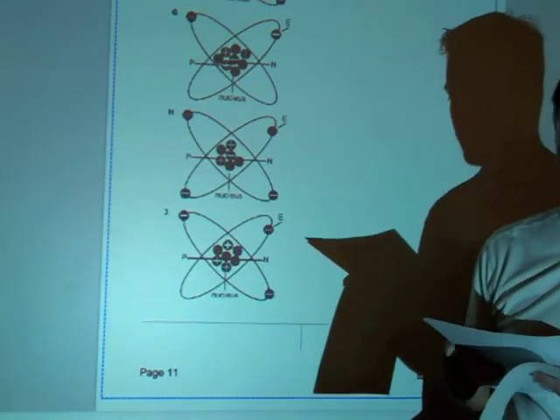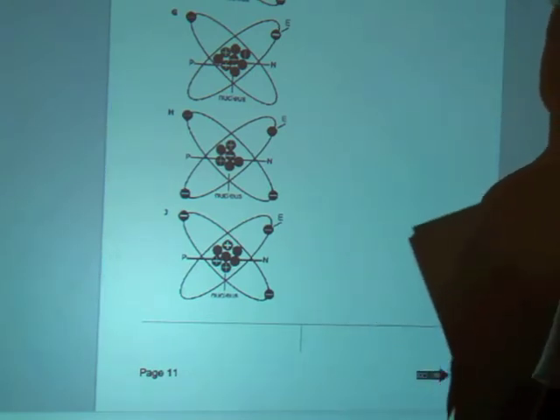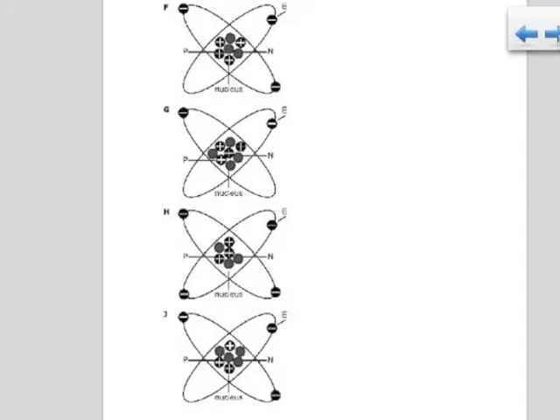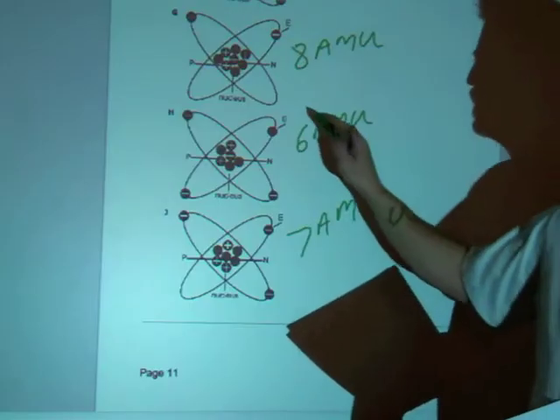Okay, 16. Which of these atoms has the lowest mass? What are we looking for? Mass. What's the mass of the atom? Where's it at? Protons and neutrons. So this one has 1, 2, 3, 4, 5, 6, 7 AMU. This one has 1, 2, 3, 4, 5, 6, 7, 8 AMU. 1, 2, 3, 4, 5, 6 AMU. 1, 2, 3, 4, 5, 6, 7 AMU. Okay, so it said, which of these has the lowest mass? H.